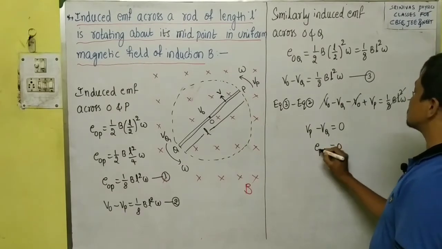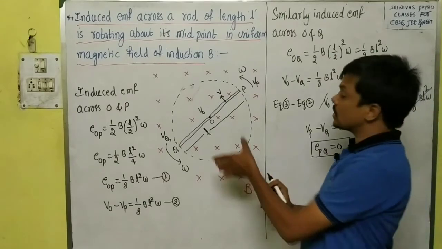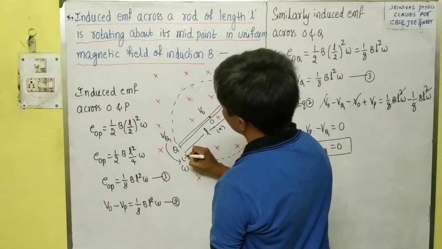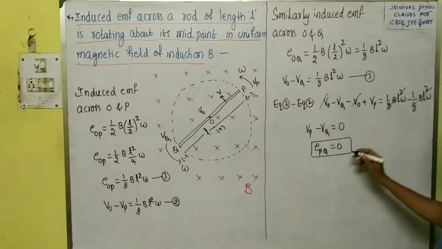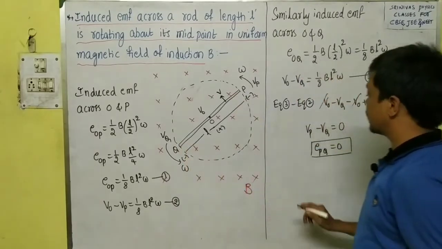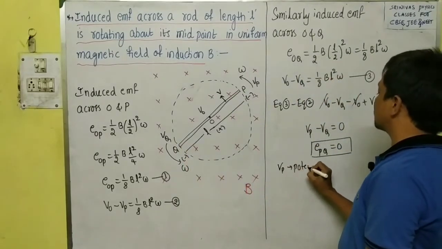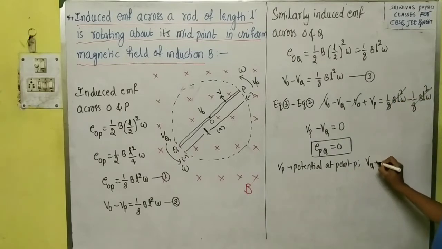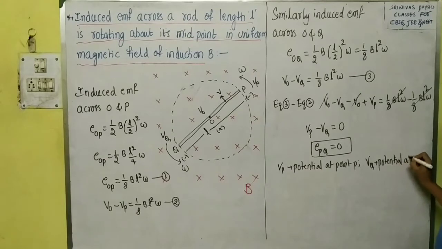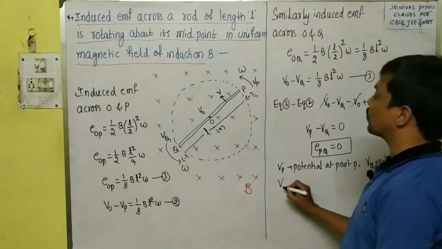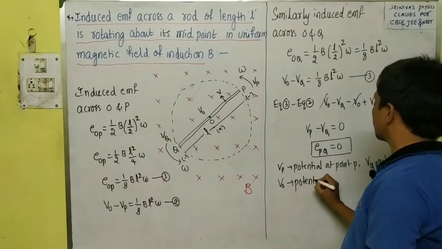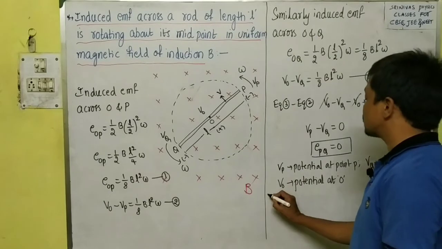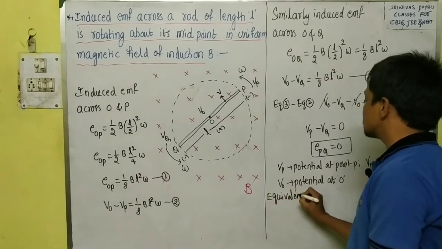Then the EMF across PQ is also 0, which means there is no EMF across PQ, because the potential at P equals the potential at Q, so there is no potential difference across P and Q. VP is the potential at point P, VQ is the potential at point Q, and VO is the potential at O. Then we derived an equivalent diagram to understand this clearly.